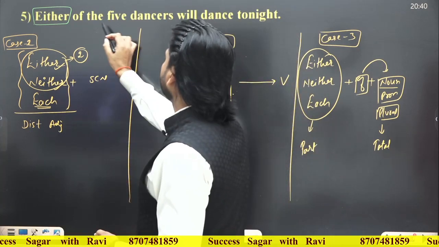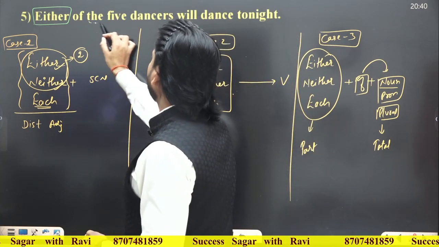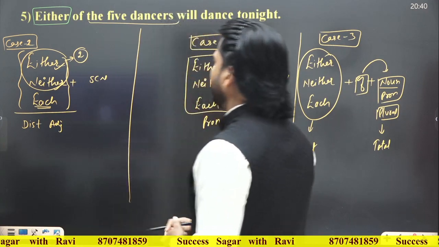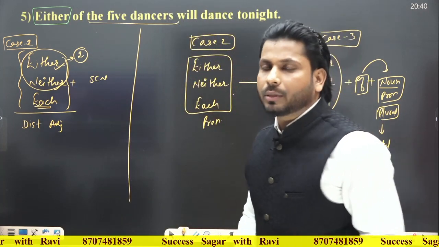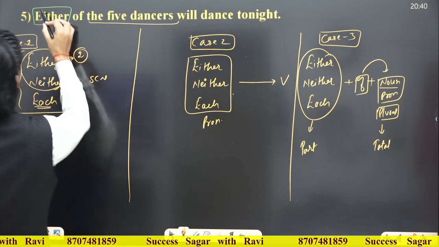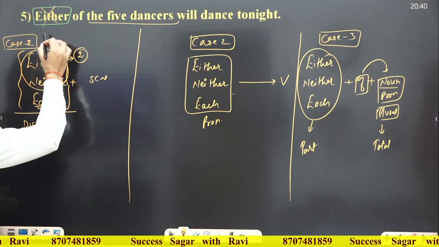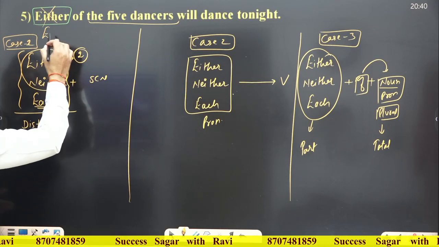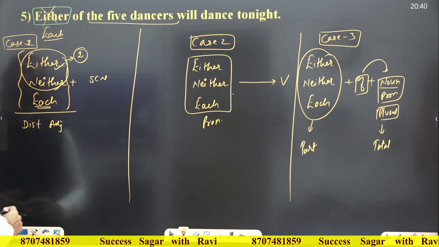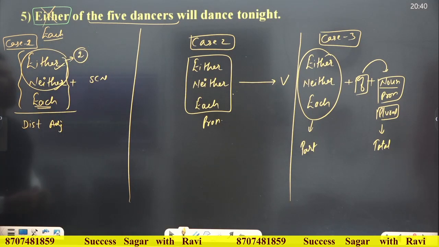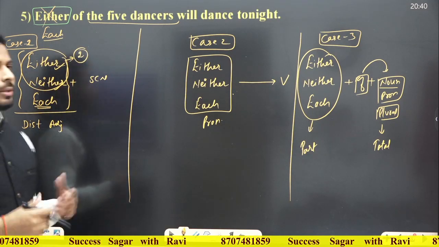What about the sentence here? Here we are talking about the 5 dancers. It means it is more than 2. If it is more than 2, we cannot use either. We'll have to use something else, and that is each. Each can be used with more than 2. So each of the 5 dancers will dance tonight. So this is the explanation.